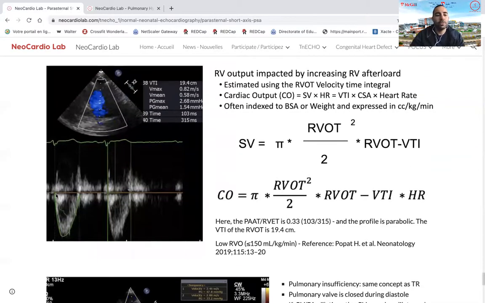This is an example of applying the velocity time integral to be able to assess the stroke distance. So here we're measuring that the red blood cells during that time can travel 19.4 centimeters.